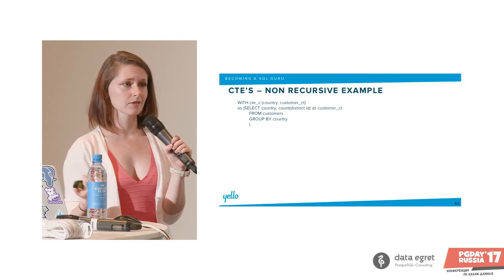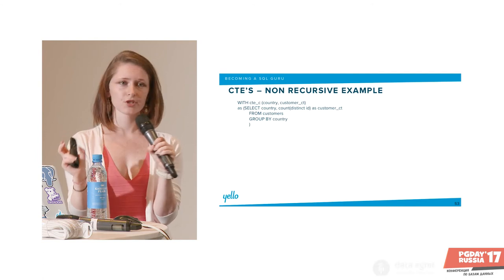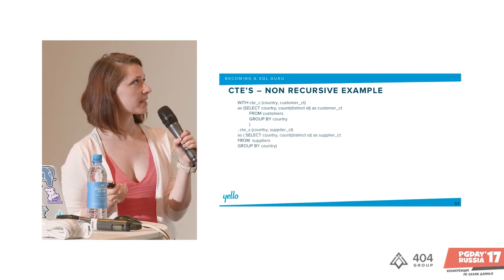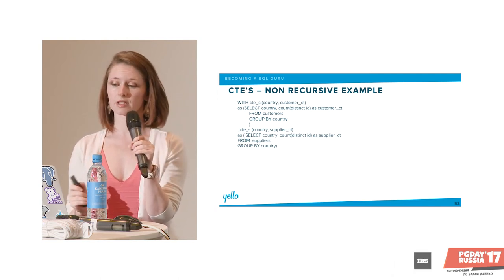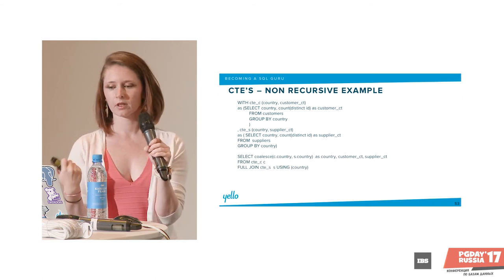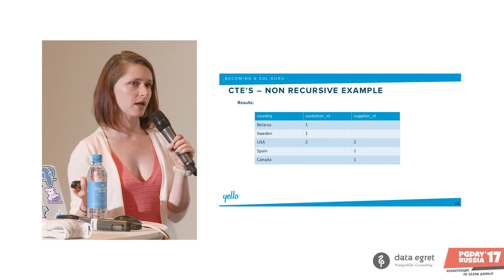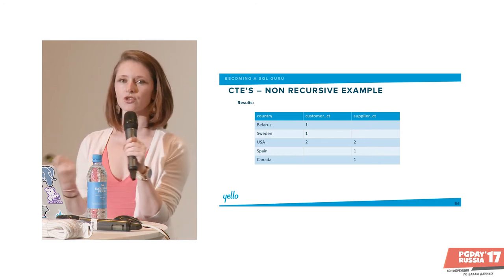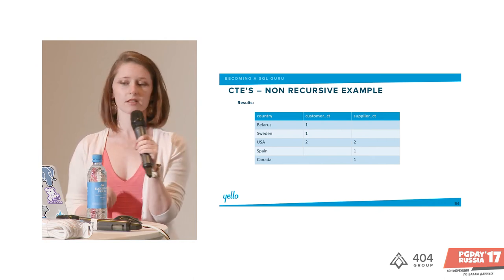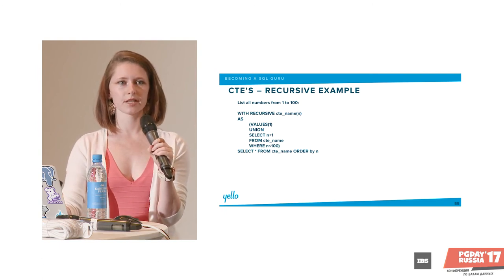So the basic syntax of a CTE is we have the with clause, give your CTE a name. In my case, I did CTEC, and then specify what it is. So I have my subquery of selecting a country and count distinct of customers from our customers table. Then I have another CTE that does the exact same thing, but for suppliers. And then I want to join the two CTEs based on the country. And so I'll get something like this. Any questions on this basic example?